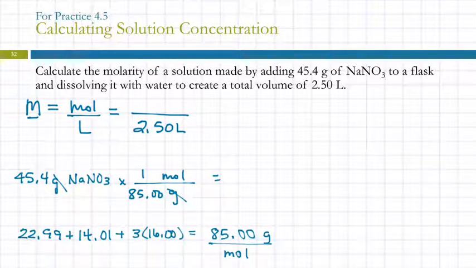So I've got 45.4 divided by 85.534. The mass I was given has 3 significant figures. The molar mass I calculated has 4. So this amount of moles should have 3 significant figures, but this is not a final answer. I don't want to round it yet.